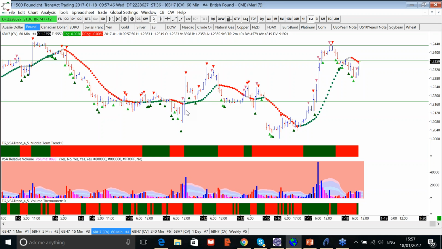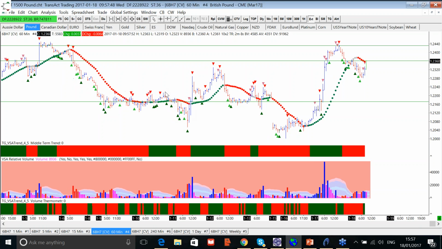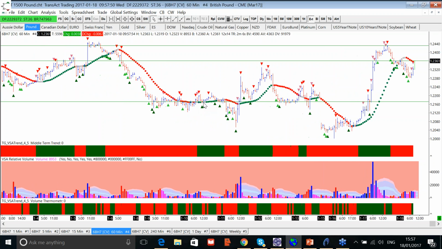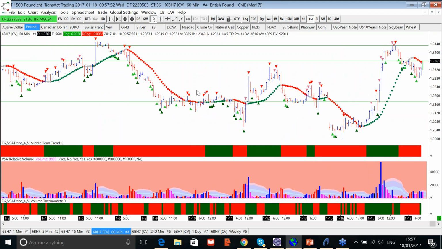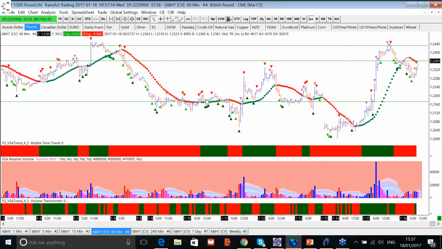Yes, Aaron, that's exactly what it's doing. It's telling you that potentially there's about to be a breakout in that time frame, which we just saw on the New Zealand dollar. So yes, that's what it's representing. It's representing what you see in the volume thermometer.